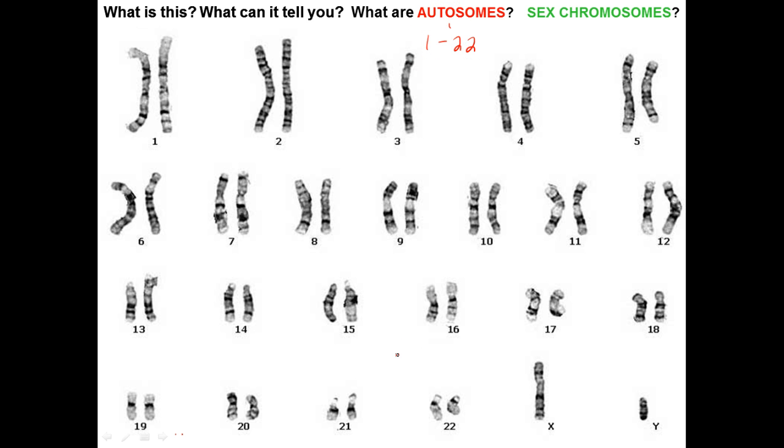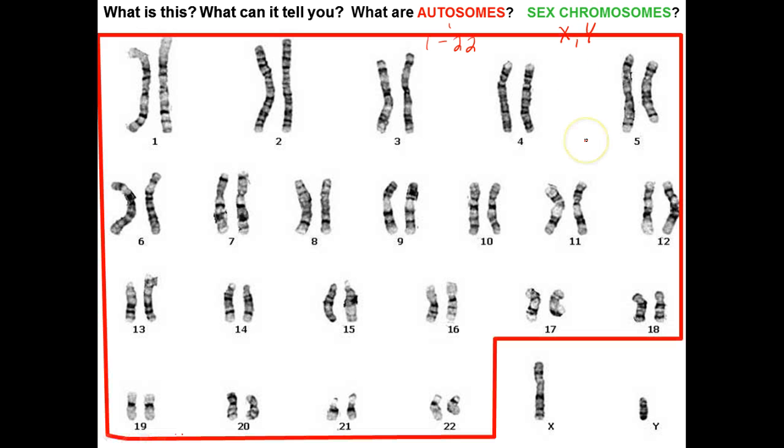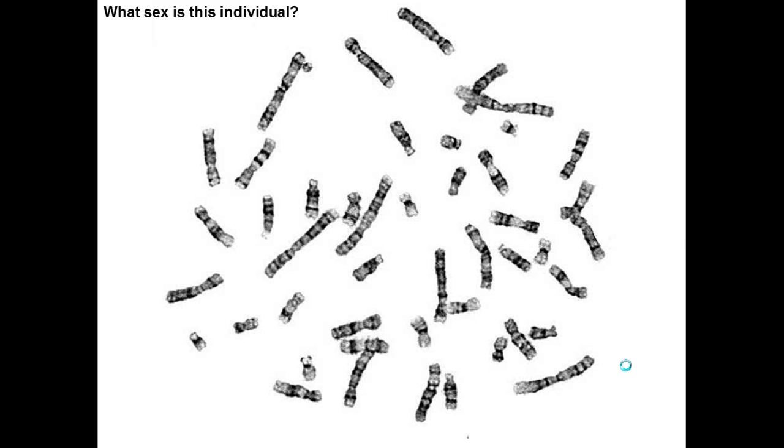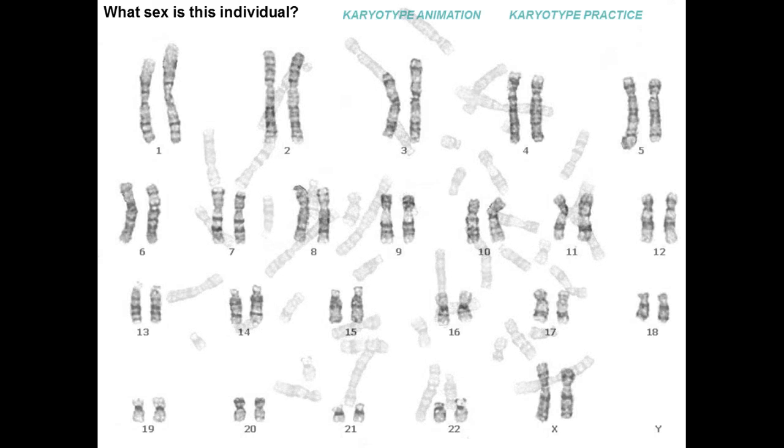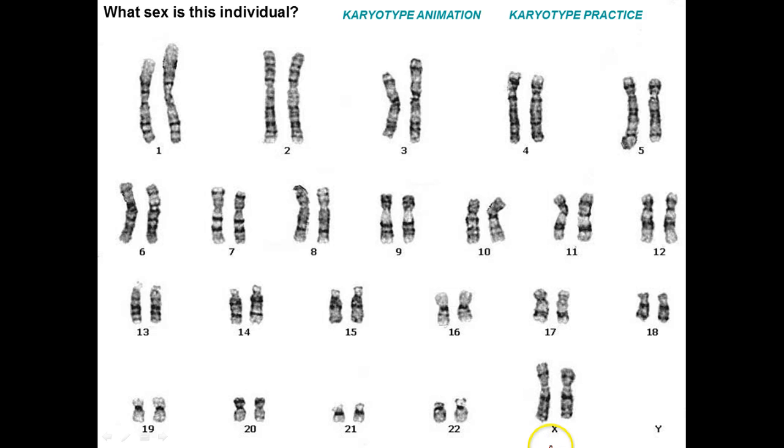And then the chromosome that determines your sex is called the sex chromosome, and that's the X chromosome and the Y chromosome. So here in this karyotype, there's your autosomes 1 to 22, and there is your sex chromosome. This individual has an X and a Y, so it's going to be a male. Now can you tell me the sex of this individual? Notice it has 2 X's, and yes, this is a female.